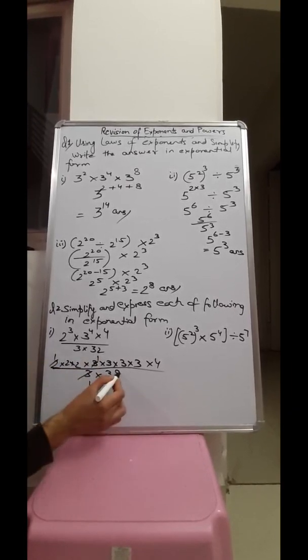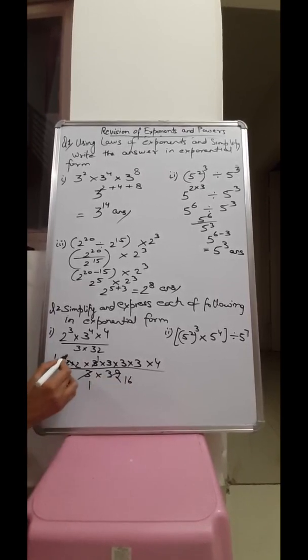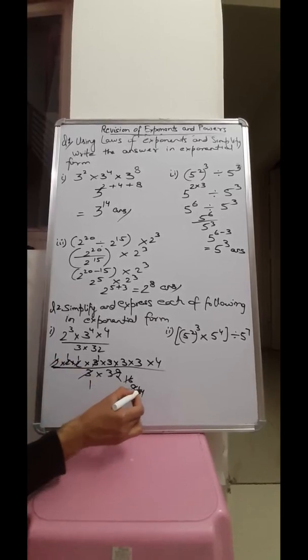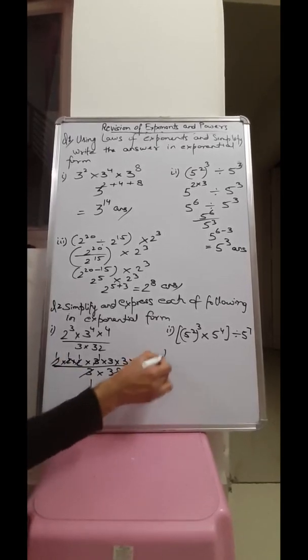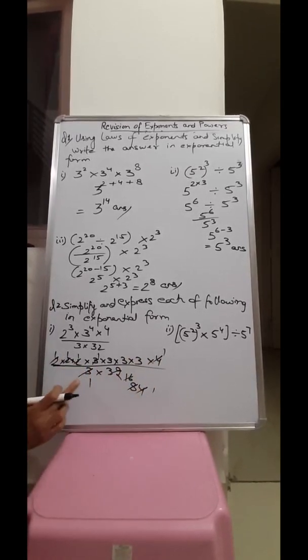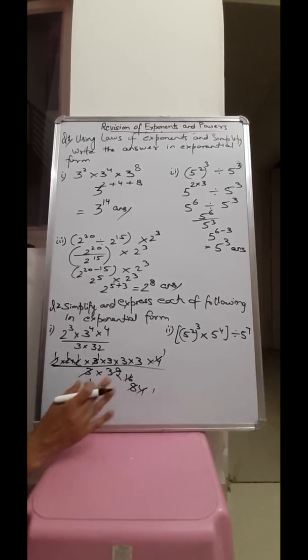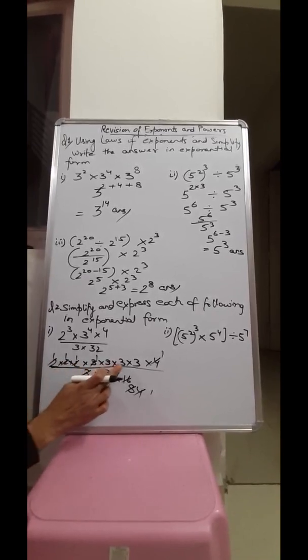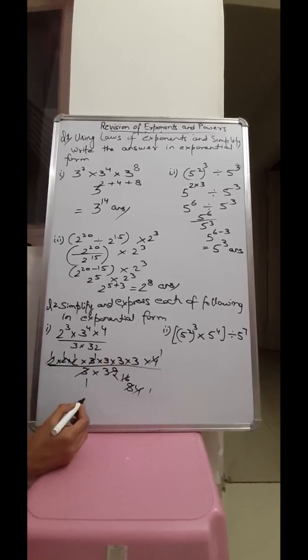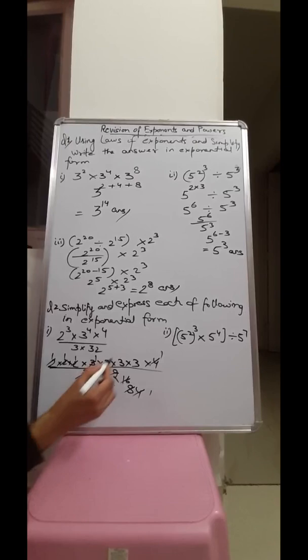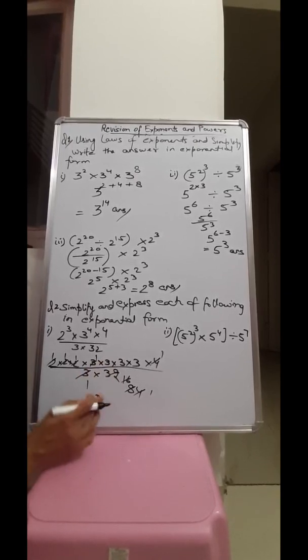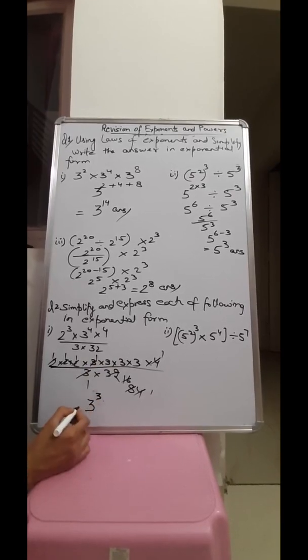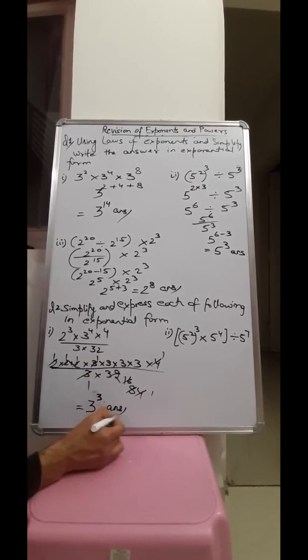2 ones are 2, 2 sixteens are 32; 2 ones are 2, 2 fours are 8; 2 ones are 2, 2 twos are 4, and 4 will get cancelled by 4. So what is left? In the denominator only 1 is left, so we only see the numerator. In the numerator only 3 multiplied by 3 multiplied by 3 is left. So which number is left? 3. And how many times? 3 times. So the exponential form will be 3 raised to power 3. This is the answer.